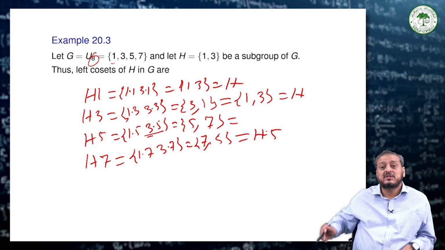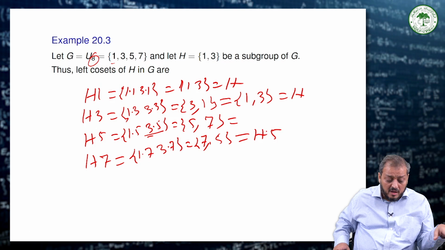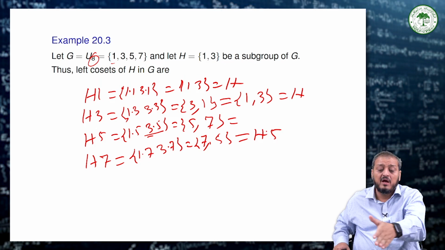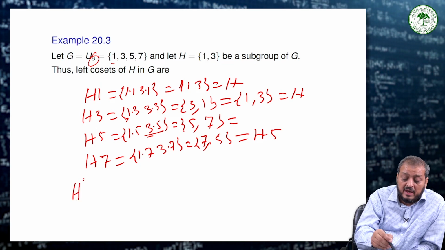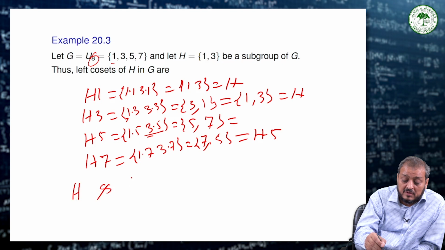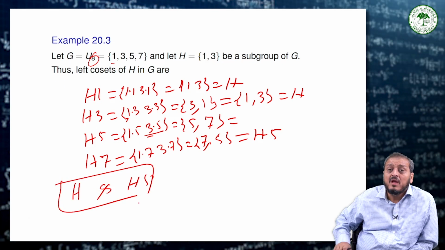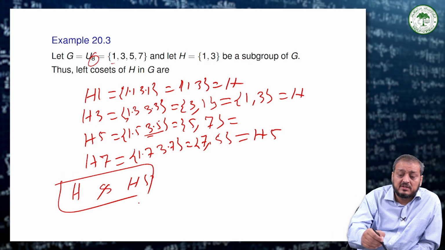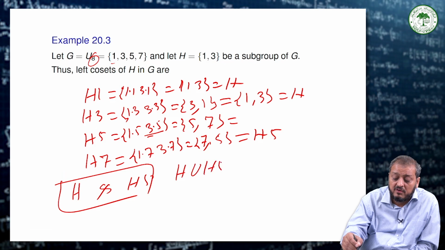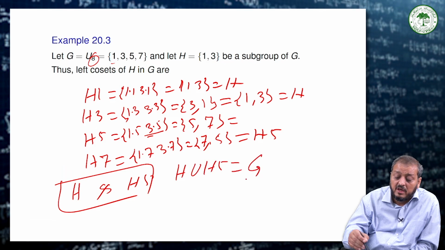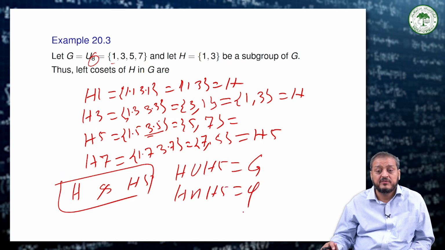So in this case we also say that there are only two possible distinct cosets, H and H5. And if we again take the union of H and H5, you can say you get G, and H intersection H5 is clearly the empty set.